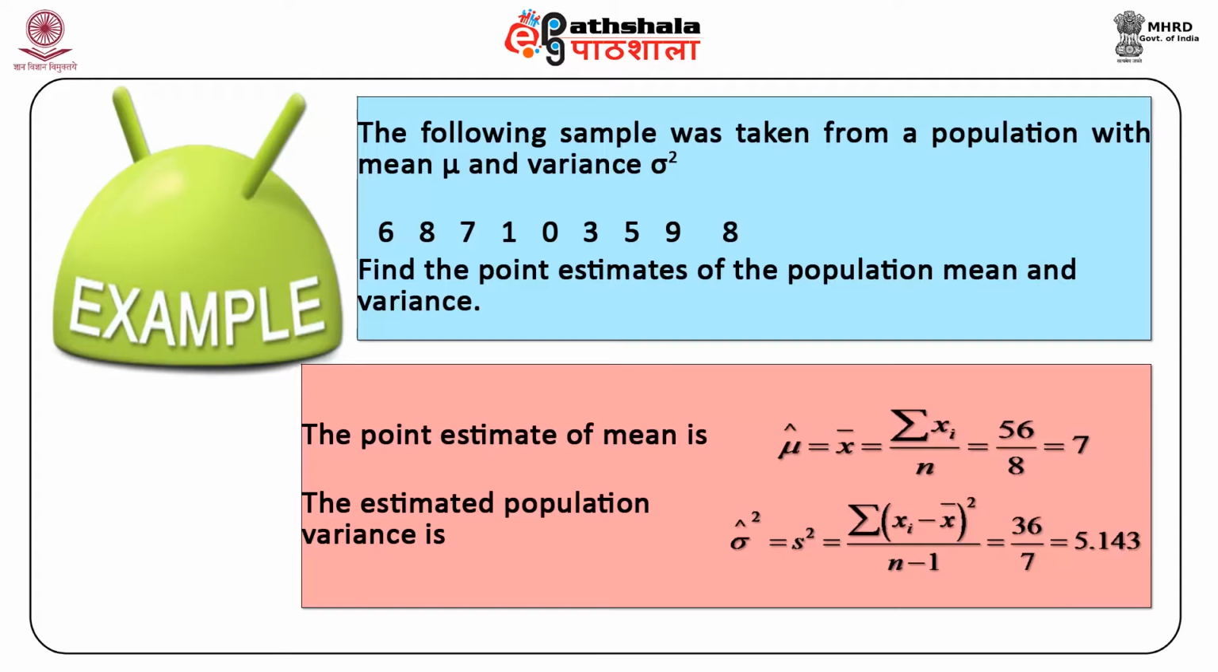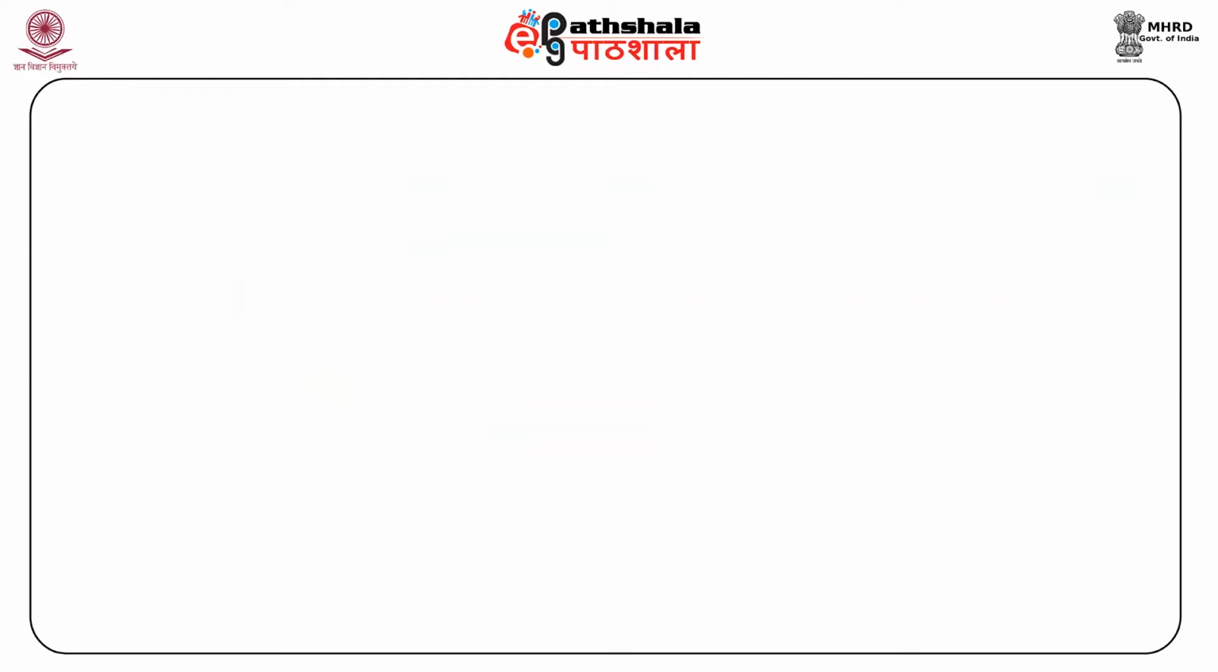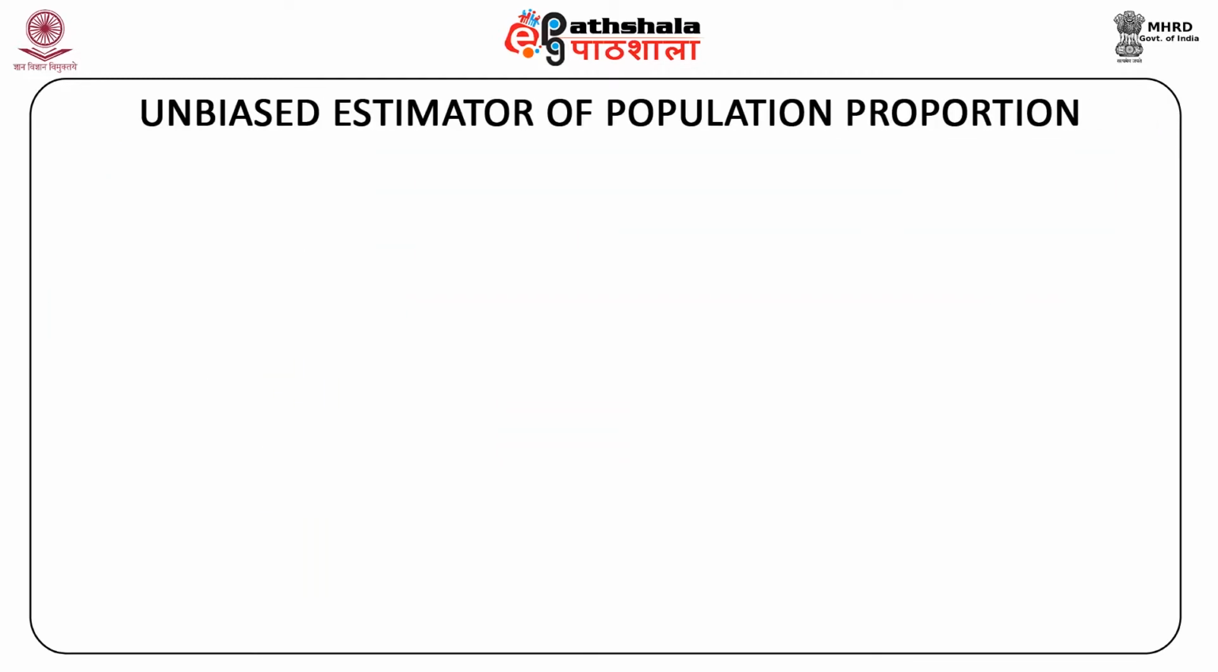The estimated population variance is sigma hat square is equal to S square is equal to sigma (xi minus x bar) square upon n minus 1. On substituting the values from the sample, we find this is equal to 36 divided by 7 and comes out to be equal to 5.143. Next, we will discuss unbiased estimator of population proportion.